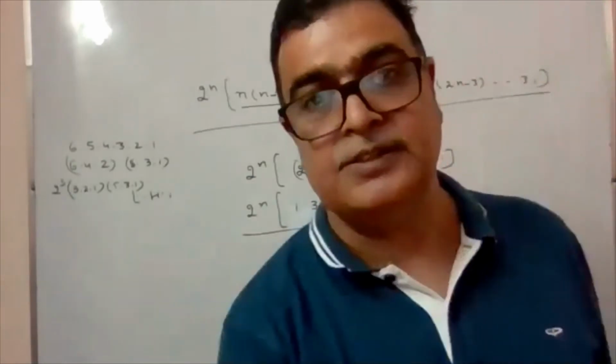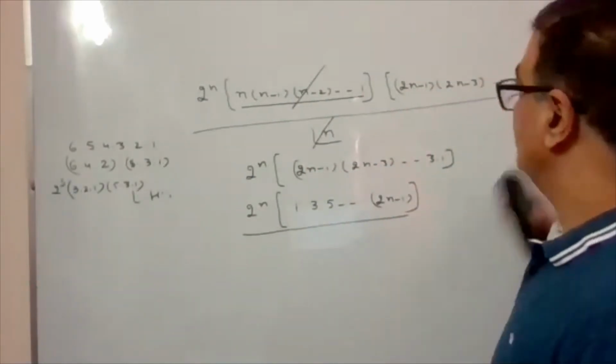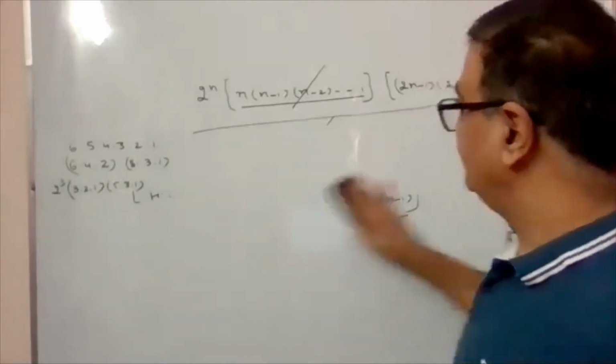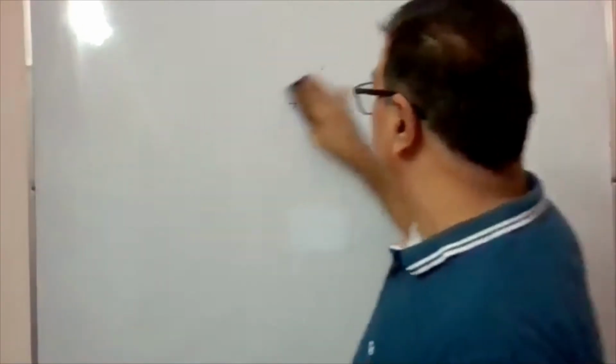One more question like this, please write down. Prove that factorial 2n plus 1.